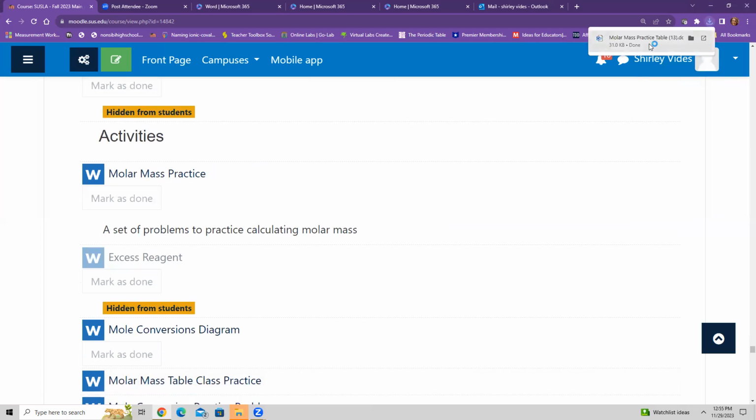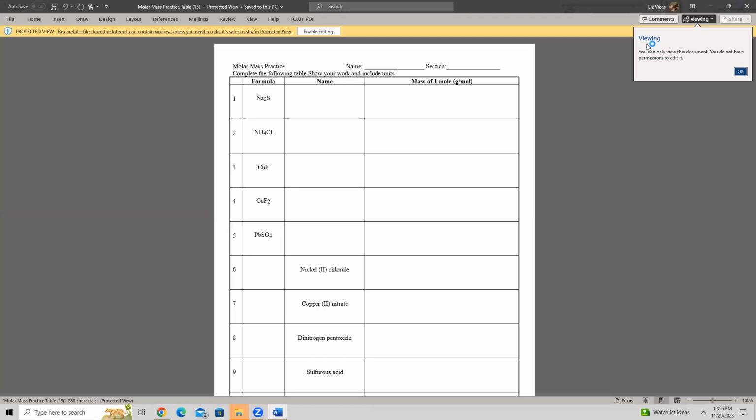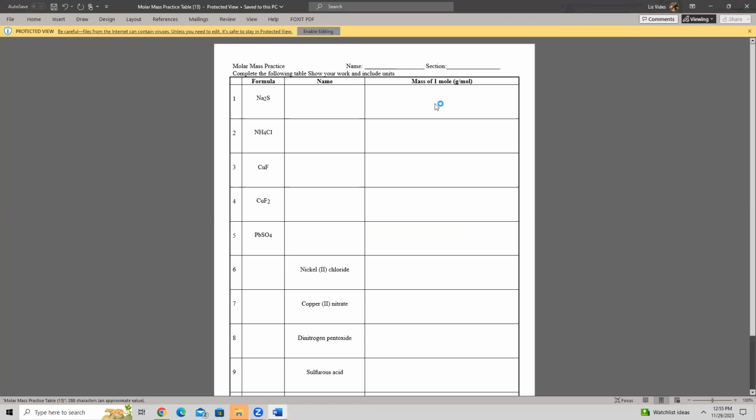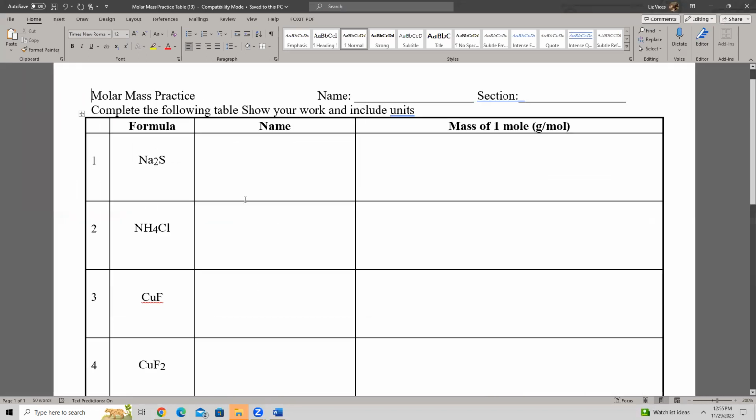Okay. Molar mass. Here we go. So what we're going to do is fill out this one. The reason I do this sometimes is to get you to remember your previous stuff. So this one is sodium sulfide. Sulfide, because it's the single element, right? Okay, so since you know how to balance equations, you can also see that there are two sodiums, right?